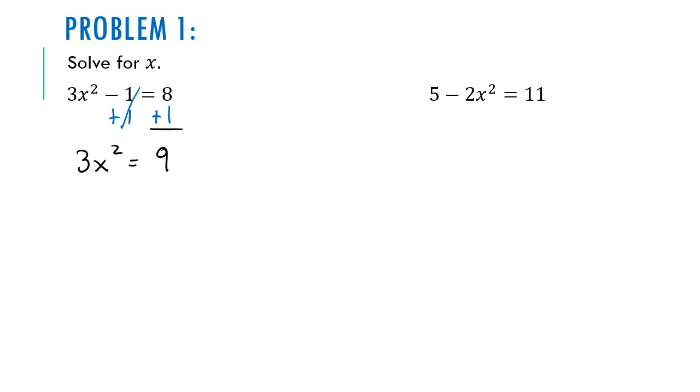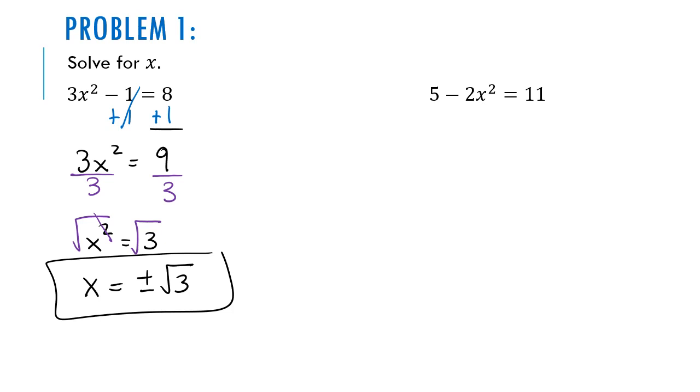Then you want to do any multiplication or division. This is 3 times x squared, so the opposite of times is divide. So we divide both sides. We have x squared equals 3, because 9 divided by 3 is 3. And now we can go ahead and square root both sides of our equation. So x will equal, don't forget your plus and minus, the square root of 3. And you're done.